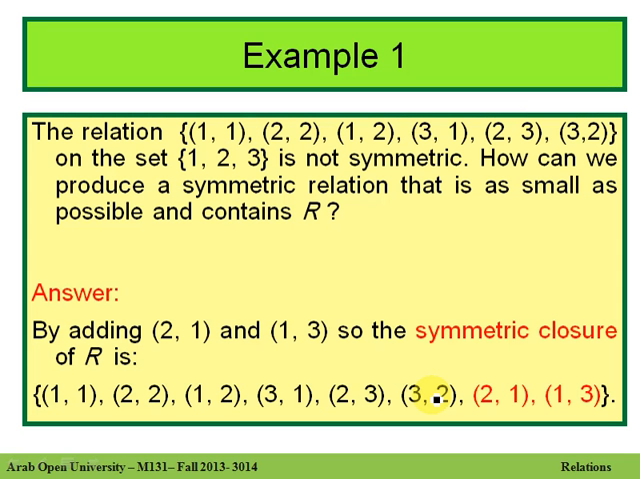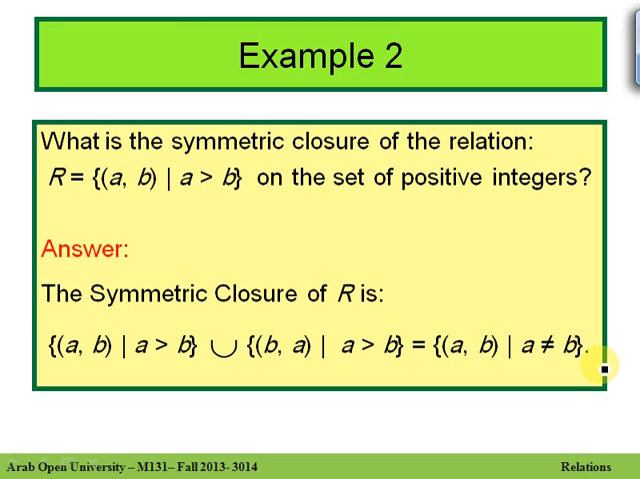So for example, this is the relation given on the set {1, 2, 3}. Now what are the elements which are missing to make this a symmetric closure? (2, 1) and (1, 3), because there is a (1, 2), but there is no (2, 1). There is (3, 1), but there is no (1, 3). There is (2, 3), and there is a (3, 2). So what we are missing is (2, 1) and (1, 3). So we add (2, 1) and (1, 3) to make it the symmetric closure. This is another example.